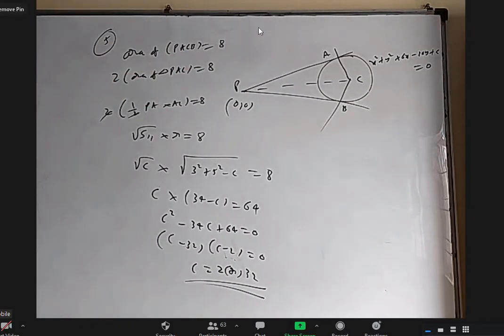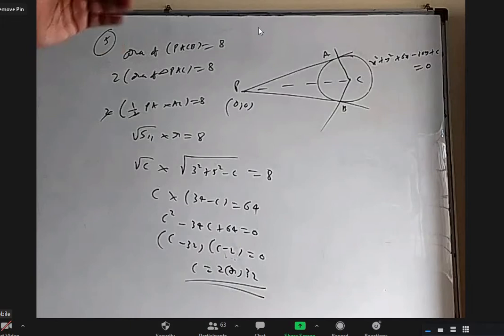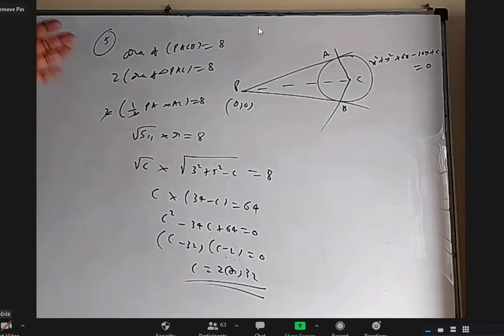2 times or 3 times. The quadrilateral is double of that right angle triangle. The right angle triangle is half into this, right? Or the product of the two perpendicular sides. So R root S11, that is the formula.